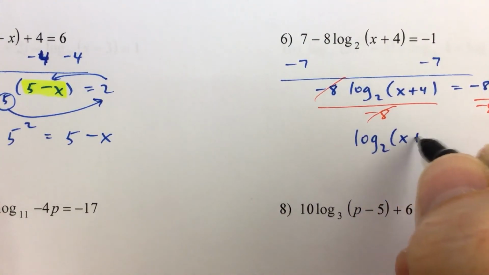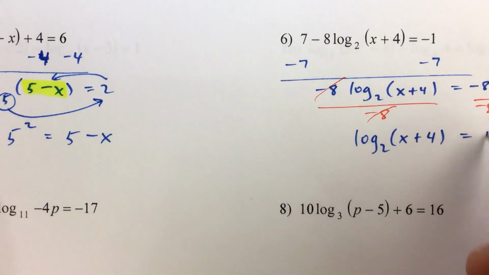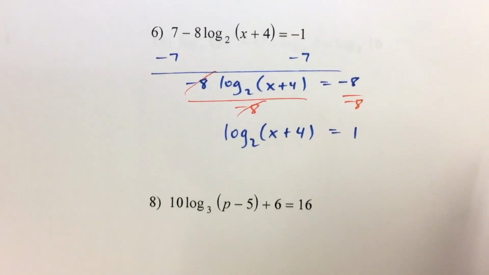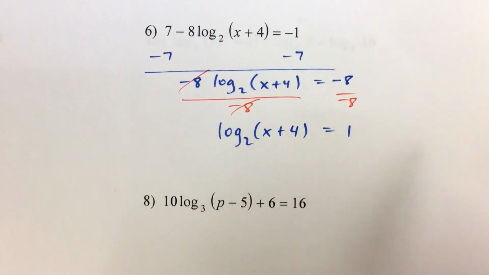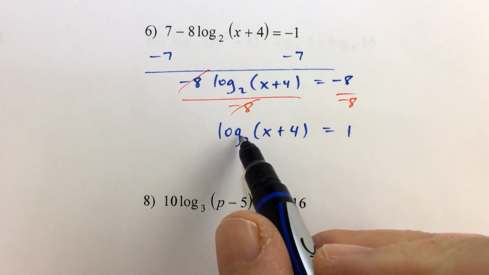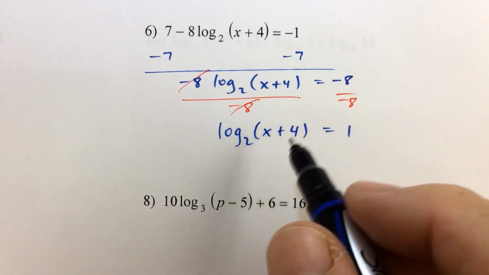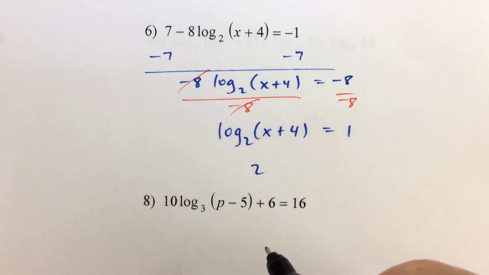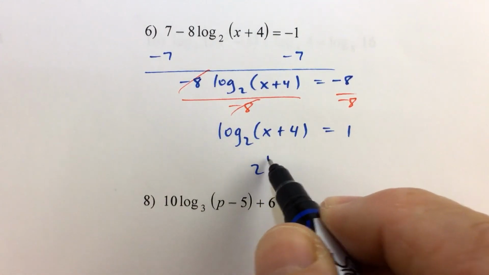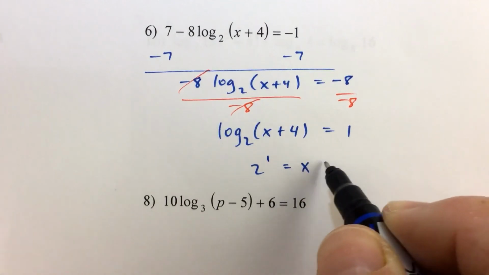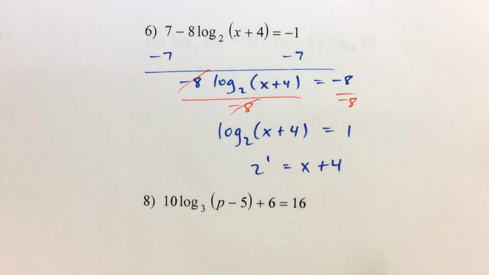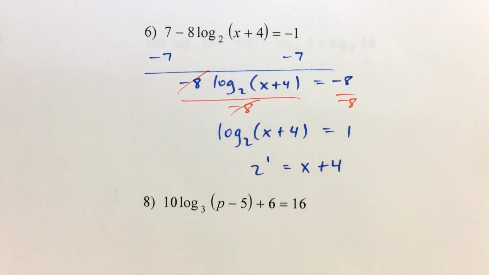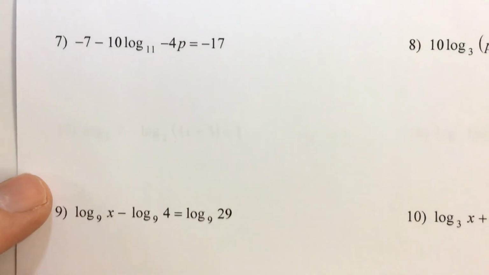That's the key, is to get one log expression by itself on the left side of the equation. And then once we have that, we have a log expression on one side, no log on the other side, and notice that the variable is locked up in the log. So to unlock that, we would write it in exponential form, which then gives us a linear equation which we can easily solve.